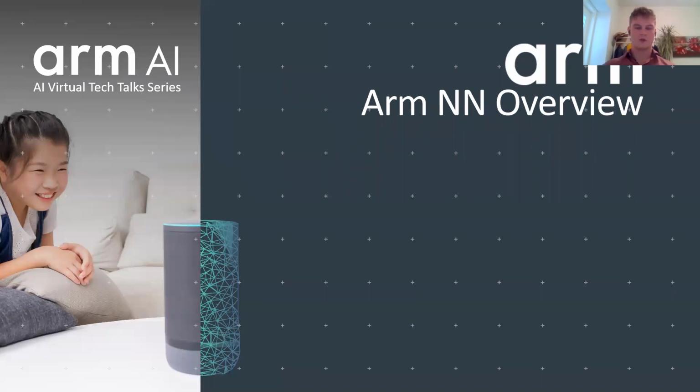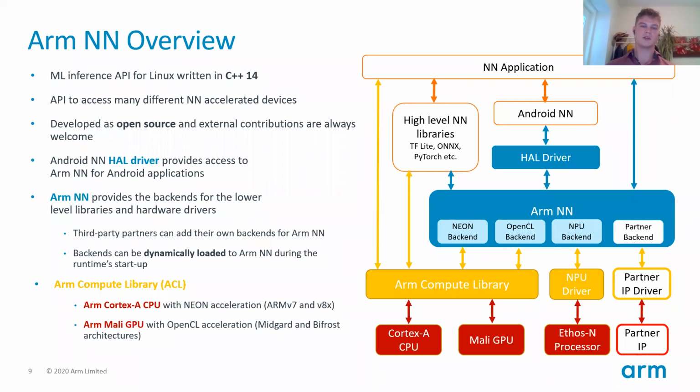So now we've answered the question of why ARM-N, we'll go into an overview of what ARM-N actually is. It's an ML inference API for Linux written in C++14, and it's an API to access many different neural network accelerated devices, such as ARM CPUs, GPUs, NPUs, and partner IP, which we're open to working with. It's developed as open source, and external contributions are always welcome. At the end of this presentation, we'll talk about how anyone can contribute to our project.